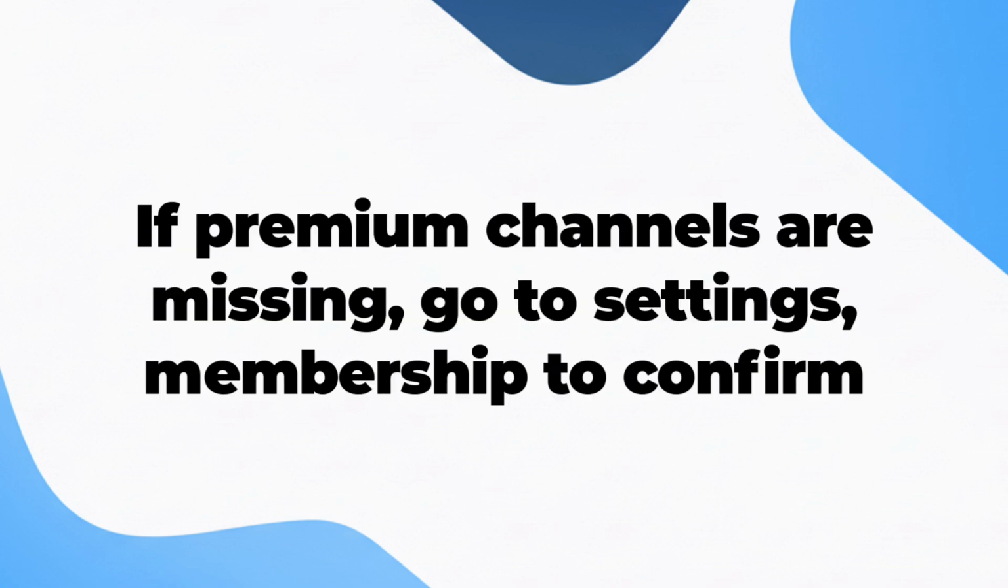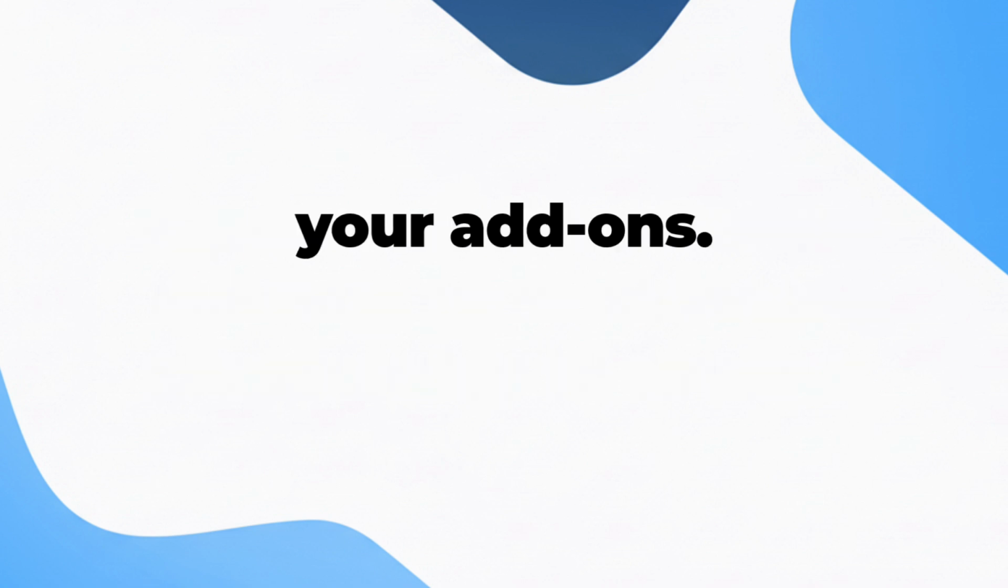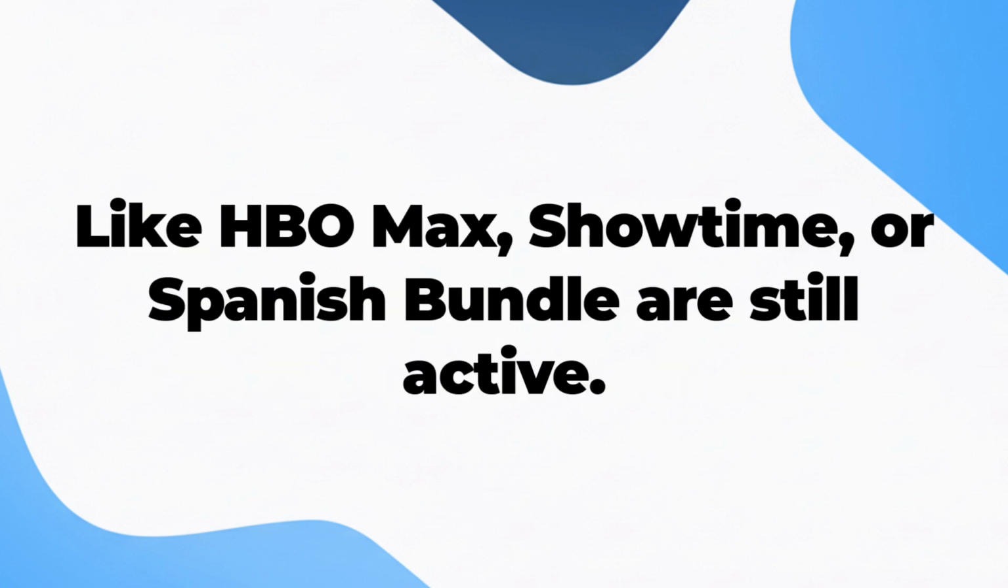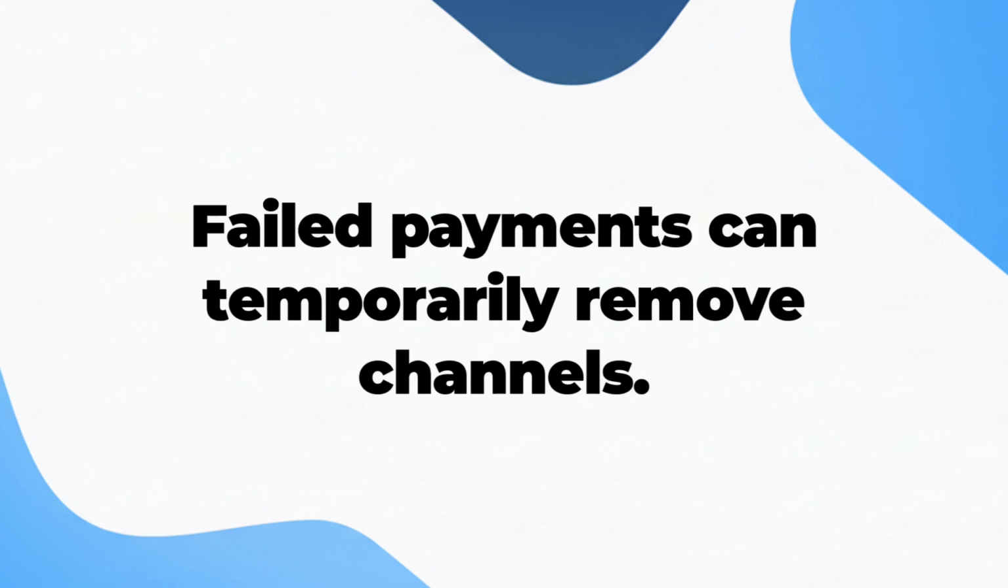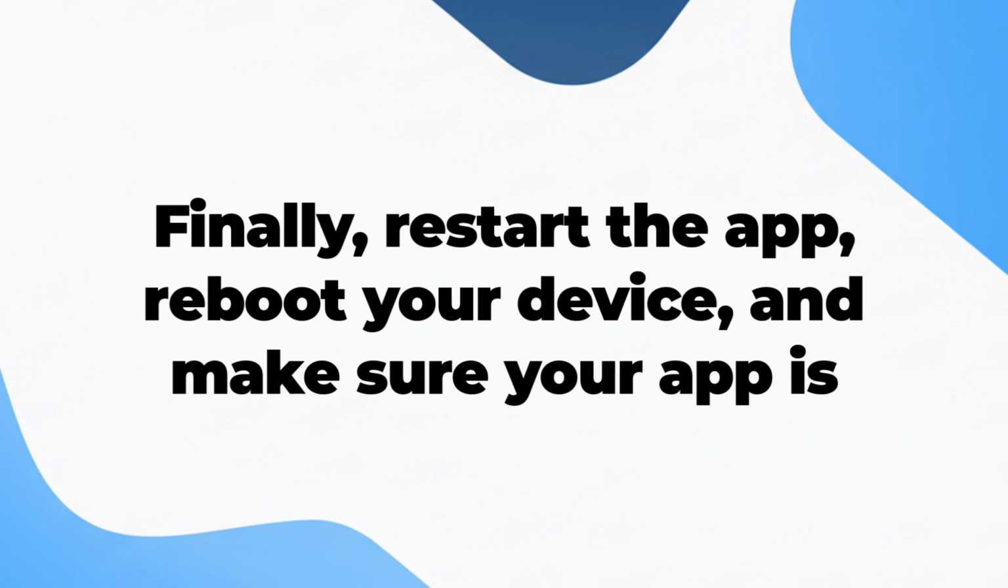If premium channels are missing, go to Settings, Membership to confirm your add-ons, like HBO Max, Showtime, or Spanish Bundle, are still active. Failed payments can temporarily remove channels. Finally, restart the app, reboot your device, and make sure your app is updated.